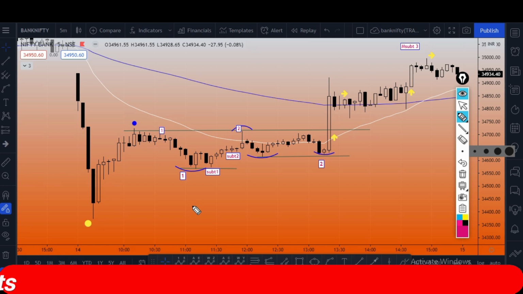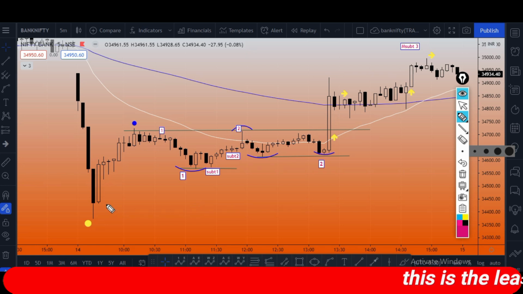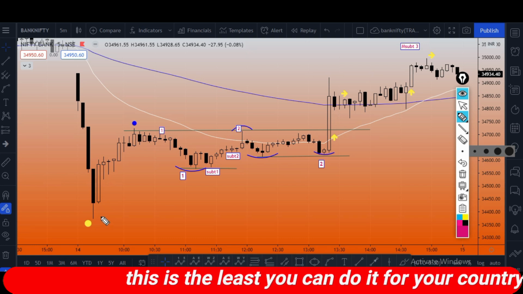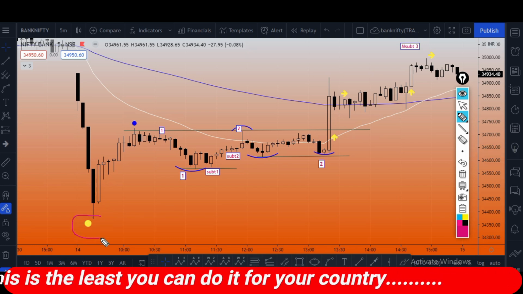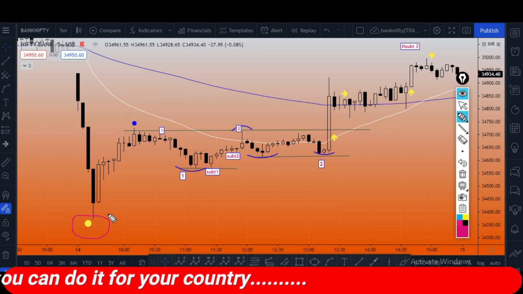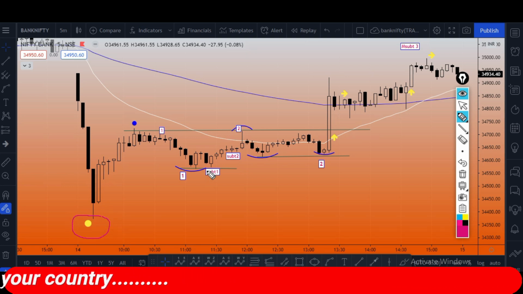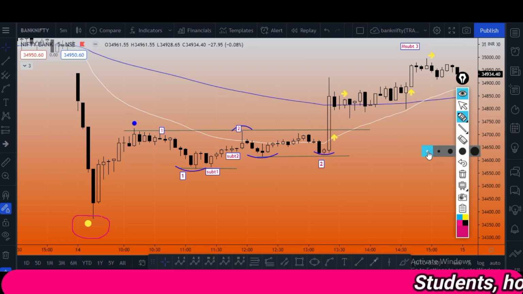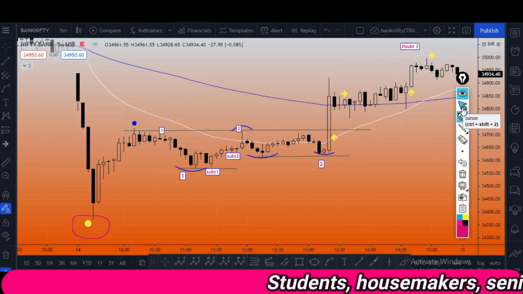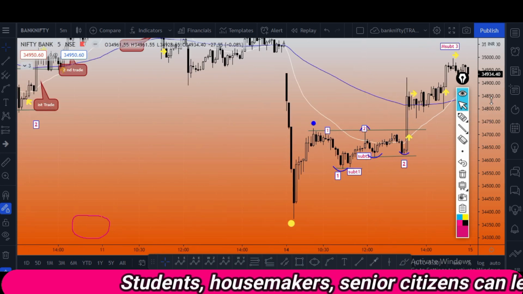See here, this is the trading of today. This is the support point. Why is this the support point? Because the cycle which I am talking about is this.